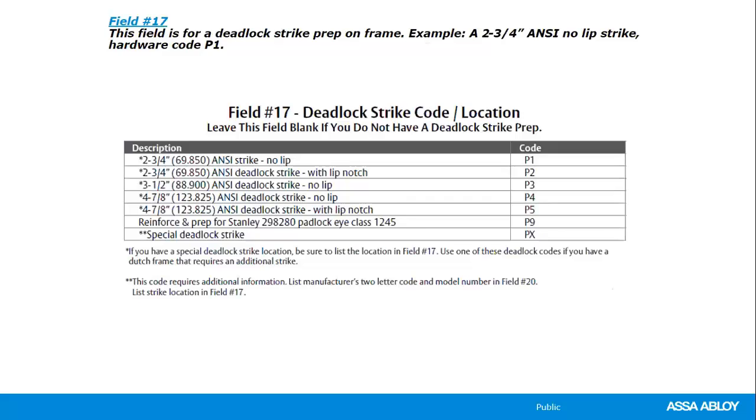Field 17 gets into your deadlock strike. So if you're doing a secondary strike or you need a deadlock strike, here are your codes. Again, look at the notes that are below there. We were able to actually include these, so it gives you some information about what we're looking for if you're going to use that hardware code.